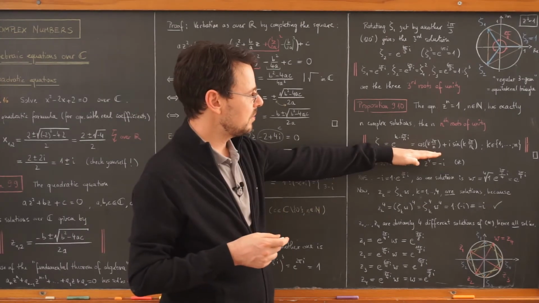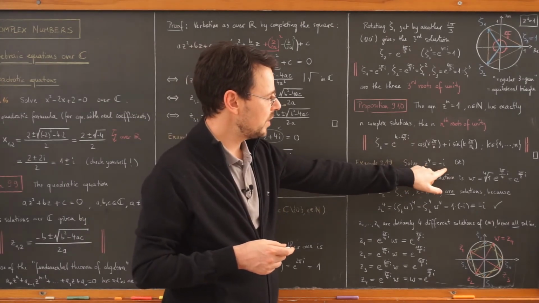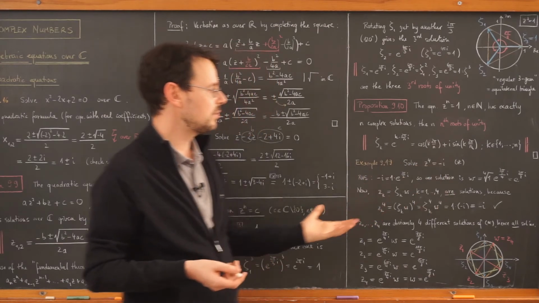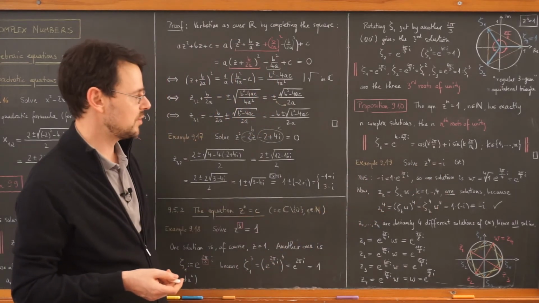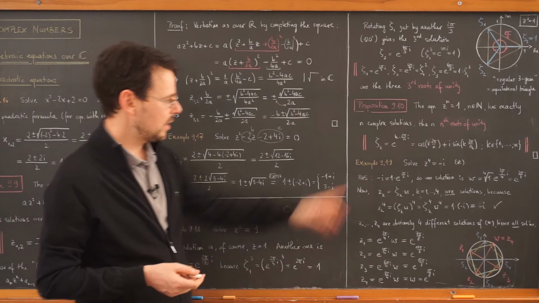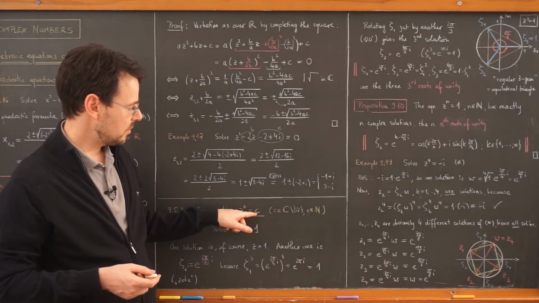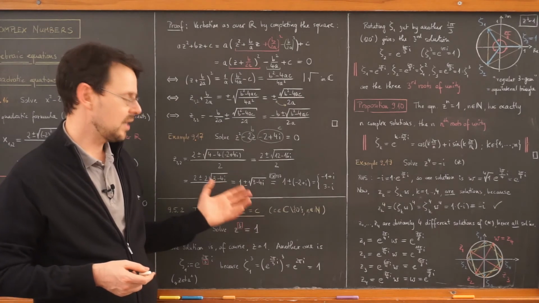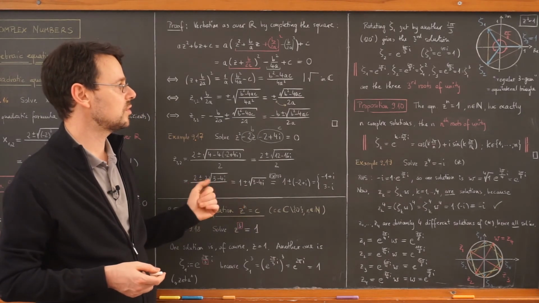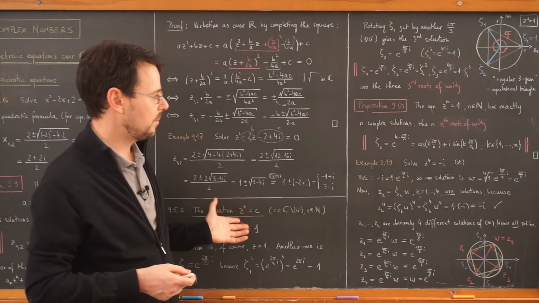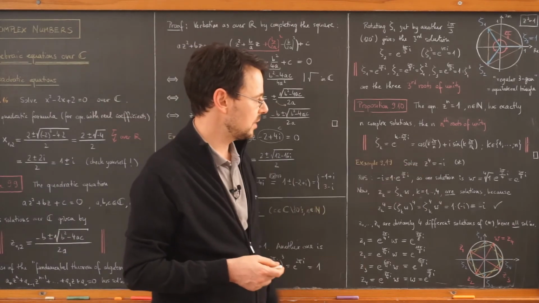And now with this in mind, it's very easy to solve equations where the right-hand side is an arbitrary complex number. So equations of this form. And I ran out of space here. It's easy to prove that also this equation has exactly n different complex solutions. And I'll show you the principle using this example here.